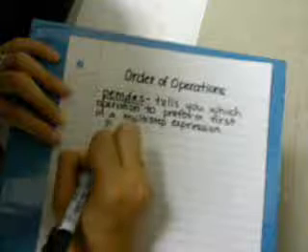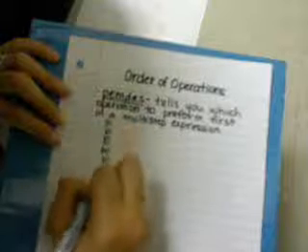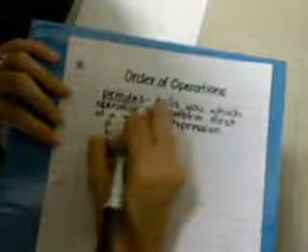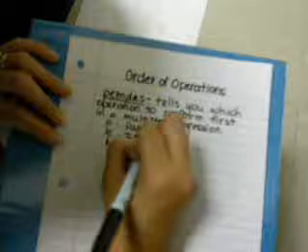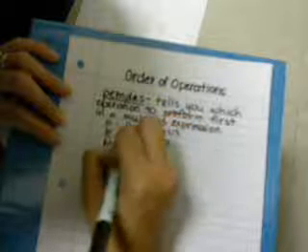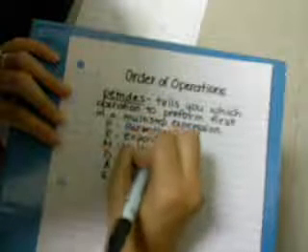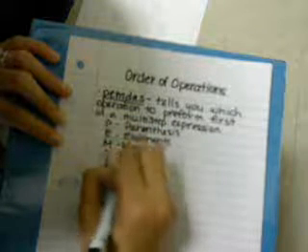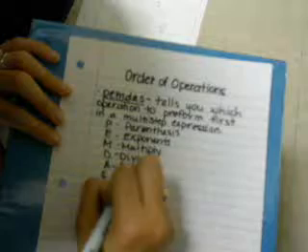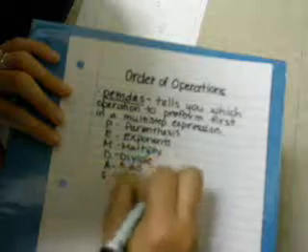Remember PEMDAS, we remember by saying, please excuse my dear Aunt Sally. The P stands for parentheses. The E stands for exponents. The M stands for multiply. The D stands for divide. The A stands for add. And the S stands for subtract.